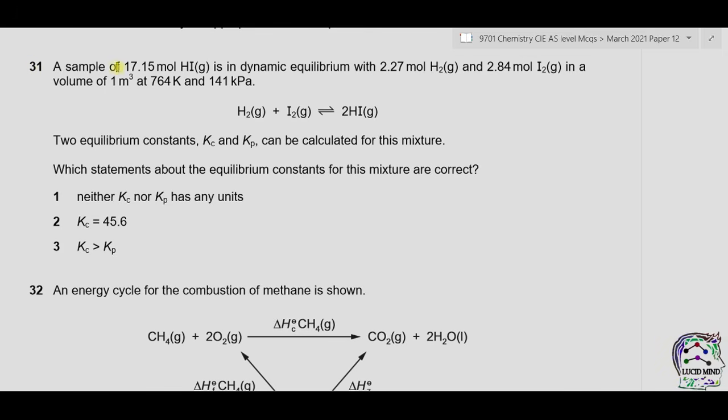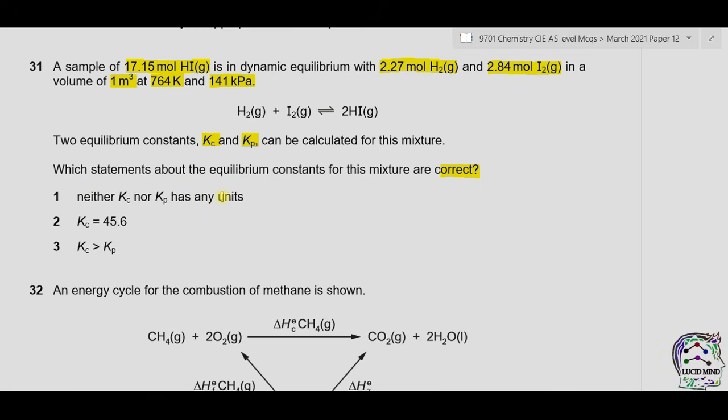Question 31. A sample of 17.15 moles HI gas is in dynamic equilibrium with 2.27 moles hydrogen gas and 2.84 moles of iodine gas in a volume of 1 meter cube at 764 kelvins and 141 kilopascals. This is the equilibrium reaction. Two equilibrium constants, one is Kc and one is Kp, can be calculated for this mixture. Which statements about the equilibrium constants for this mixture are correct?